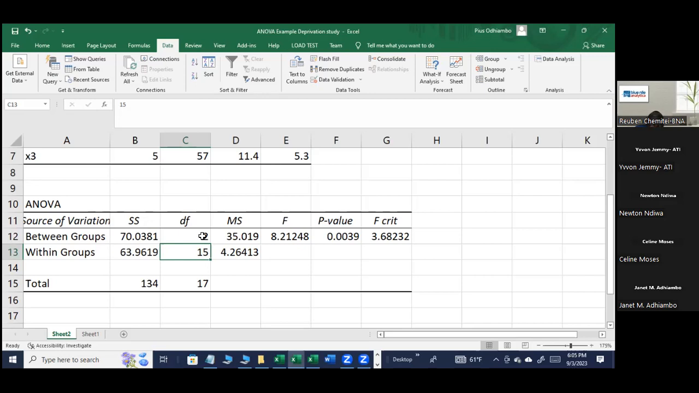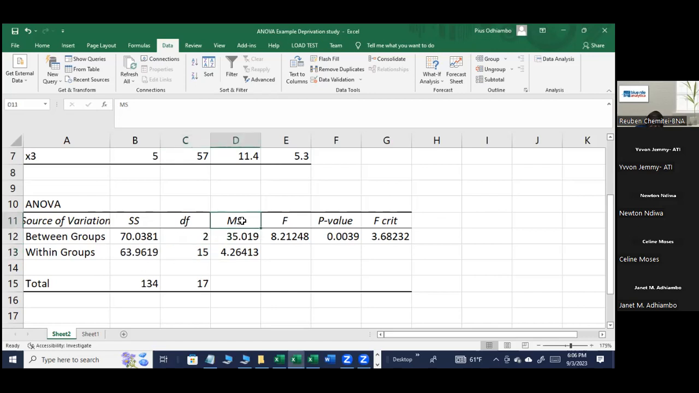The degrees of freedom is basically you take capital N minus small n. Capital N was 18. Small n is 3. And when you subtract, you get 15. Those are statistical details, which I don't want to talk about at this point.